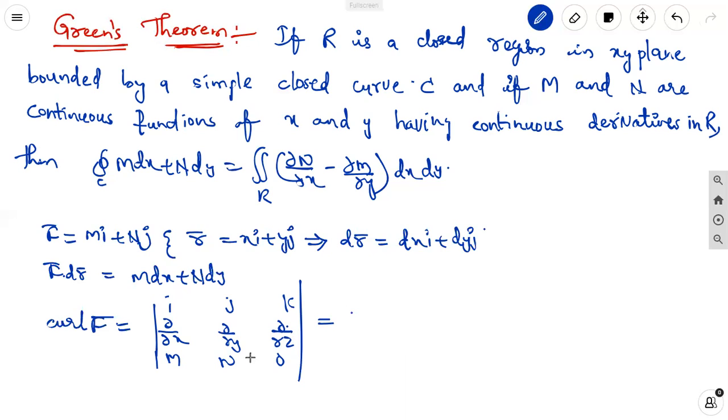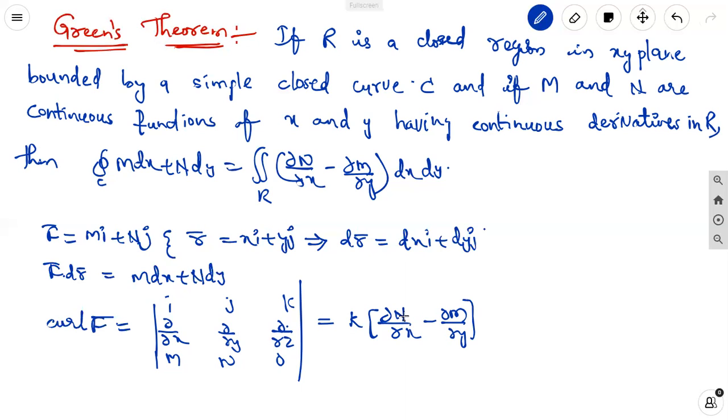i into 0 minus ∂N/∂z, but the derivative with respect to z is 0. Why? Because M and N both are functions of x and y variables. For j, ∂/∂x of 0 is 0 minus ∂/∂z of M, which is nothing but 0. Why? Because M is a function of x and y. Here k into plus ∂N/∂x minus ∂M/∂y. It is the curl F vector.